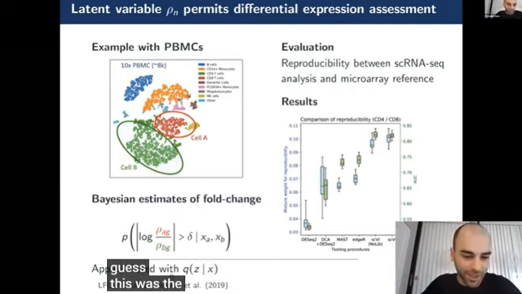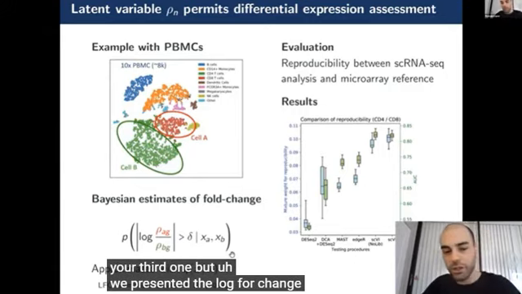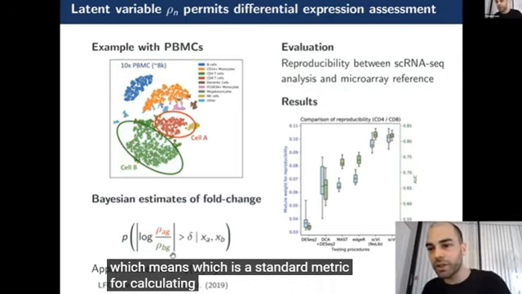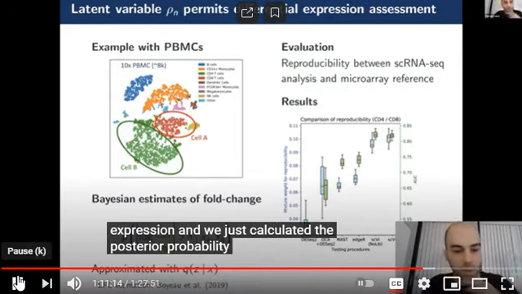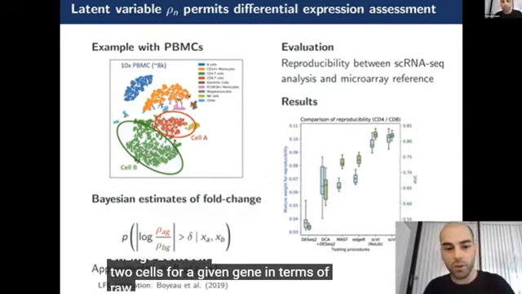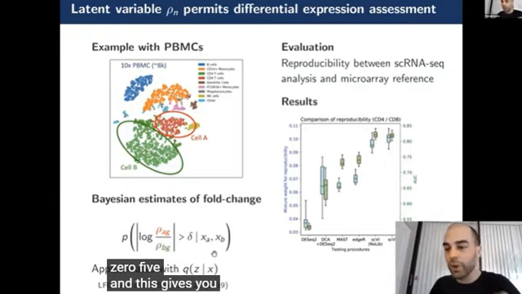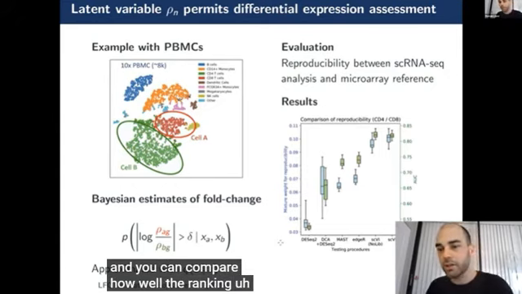We presented the log-fold change, which is a standard metric for calculating differential expression, and we calculated the posterior probability that the log-fold change between two cells for a given gene in terms of rho is more than a certain threshold, say 0.5. And this gives you a ranking of the genes, and you can compare how correct the ranking is.